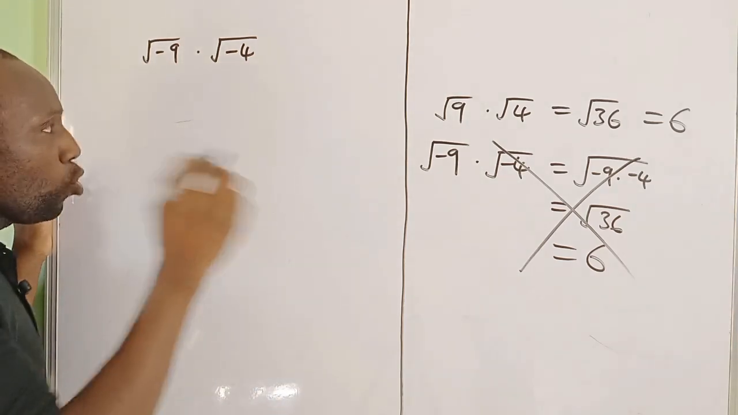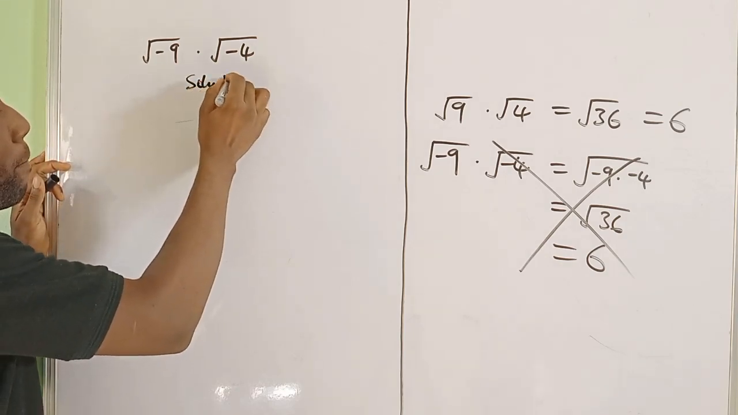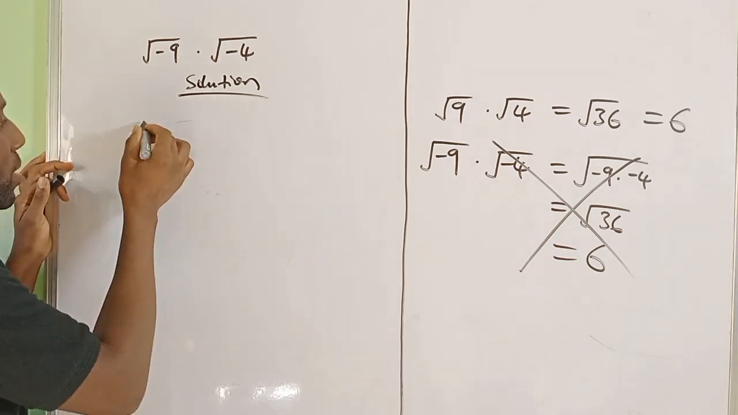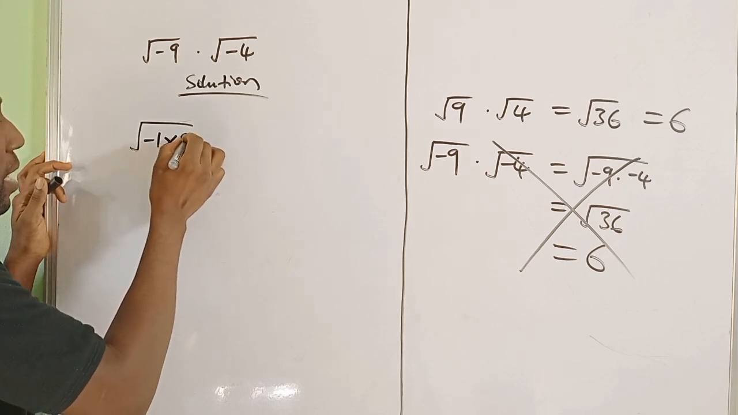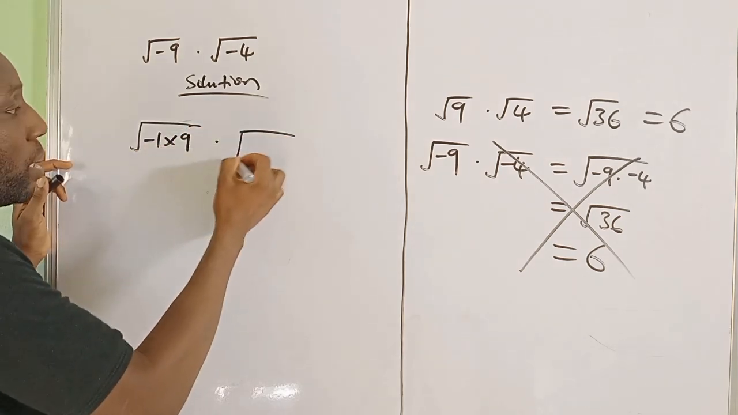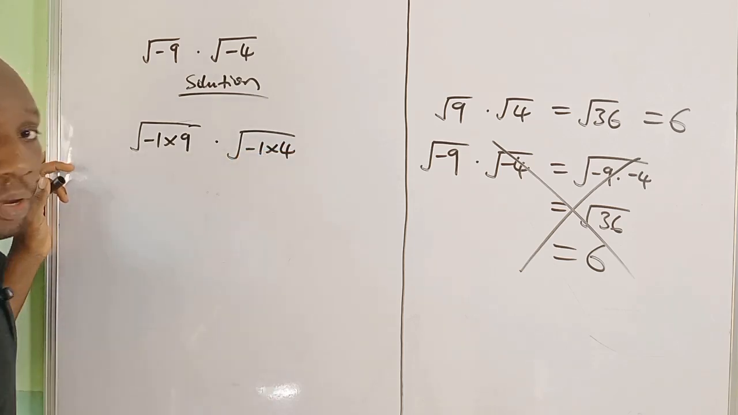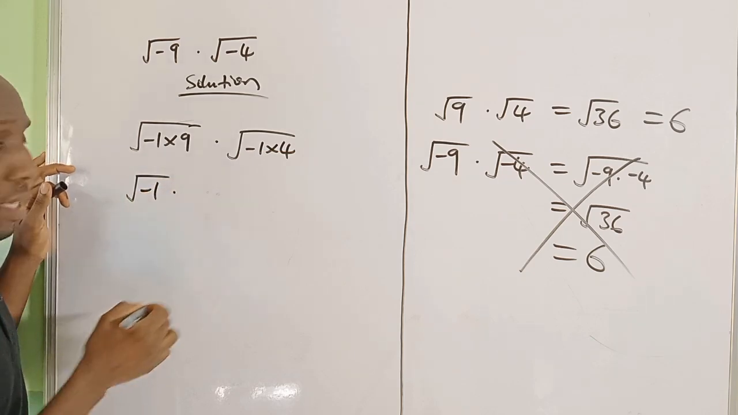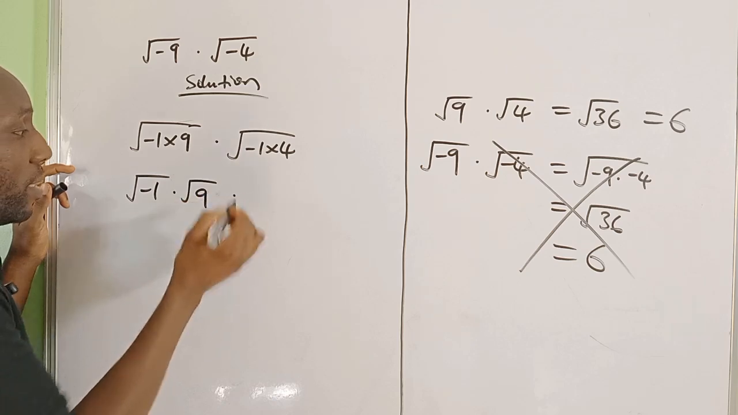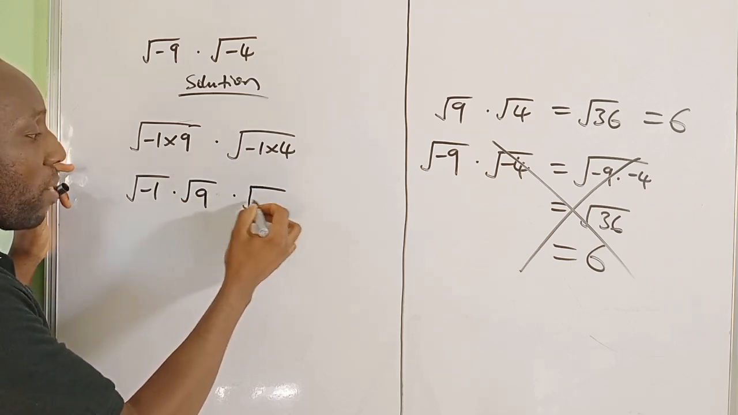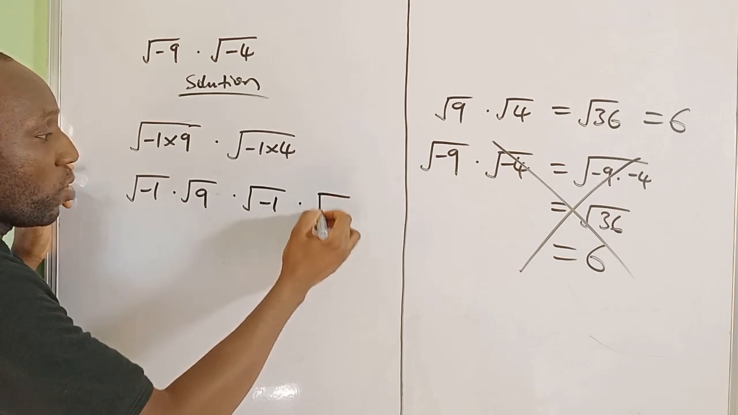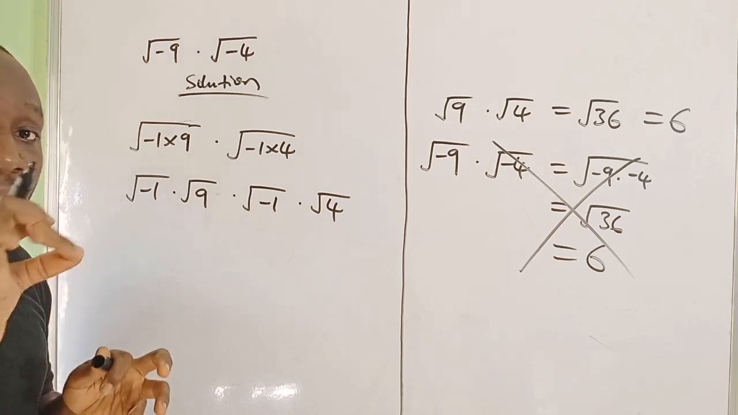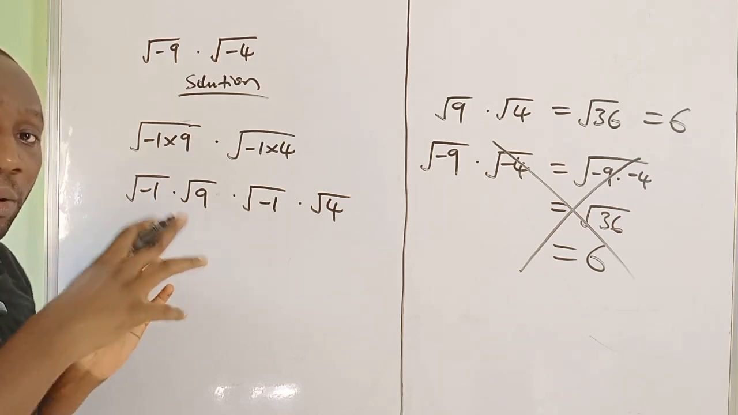Now, do you know that minus 9 can be written as minus 1 times 9? So this can be written as minus 1 times 9, what about this one? Minus 1 times 4. All right, so let's rewrite this one as the square root of minus 1 times the square root of 9, then times the square root of minus 1 times the square root of 4.